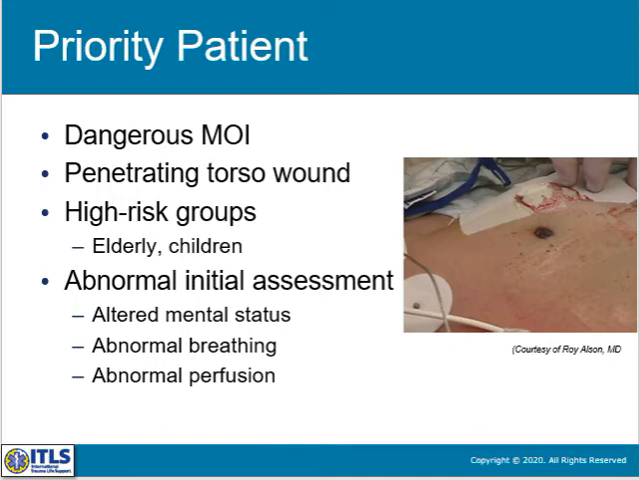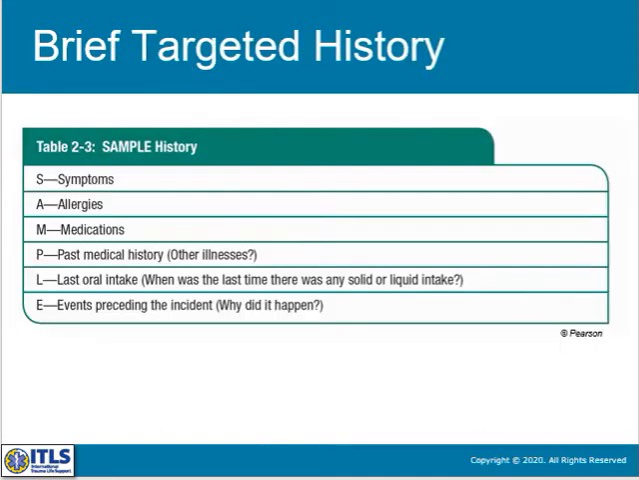Dangerous mechanism, loss of consciousness, difficulty breathing, severe pain in the head, neck, chest, or torso, high-risk groups, altered mental status, difficulty breathing again, abnormal perfusion, and any other abnormality during the initial assessment.